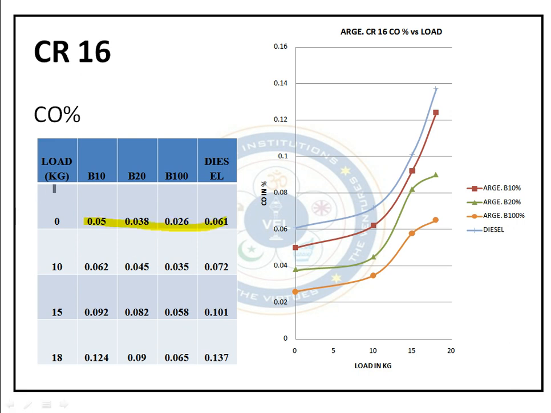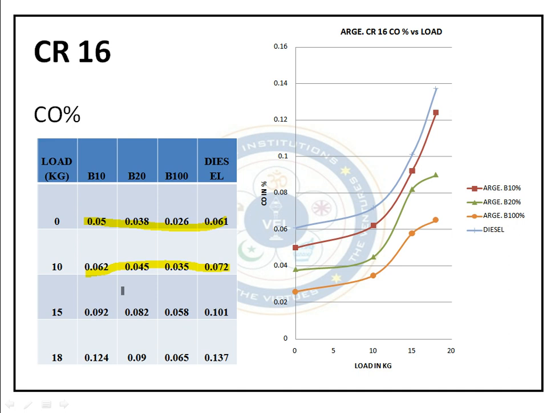Like for 10 kg of load, B10 gives 0.062%, B20 gives 0.045, B100 gives 0.035, but diesel gives 0.072. It's a little bit similar to the B10, but as compared to B100, it's just about to double.